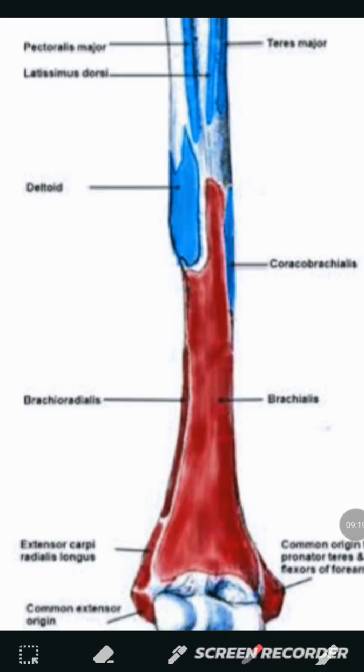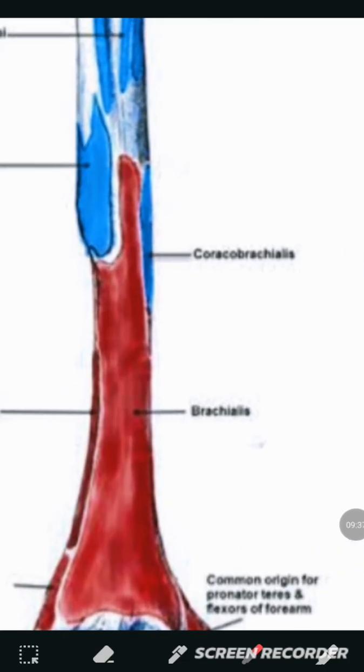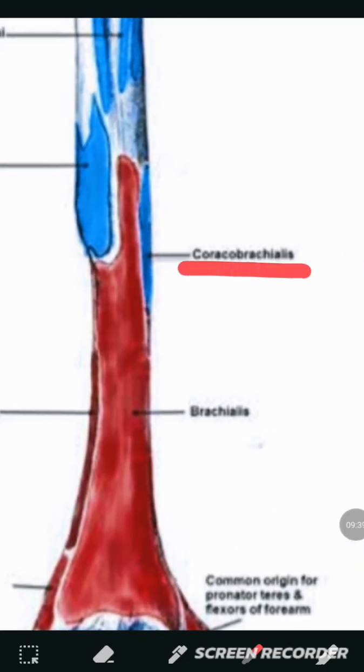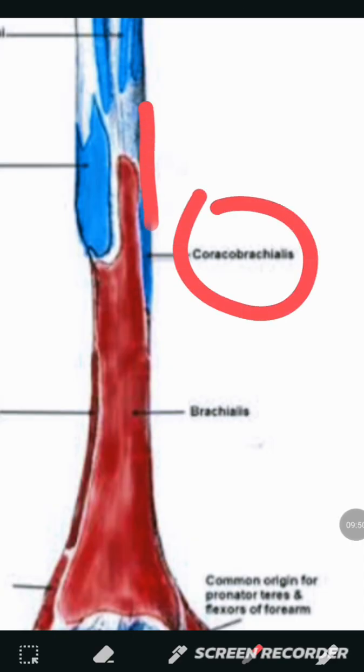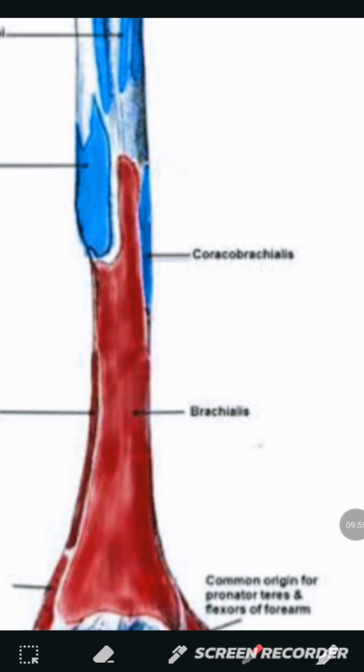One is called deltoid insertion, which is actually located at the deltoid tuberosity. Here we have deltoid tuberosity, and this insertion is called deltoid insertion. And the second one of the shaft is known as coracobrachialis. This coracobrachialis is attached to the medial border of the shaft. These are the two insertions of the shaft.